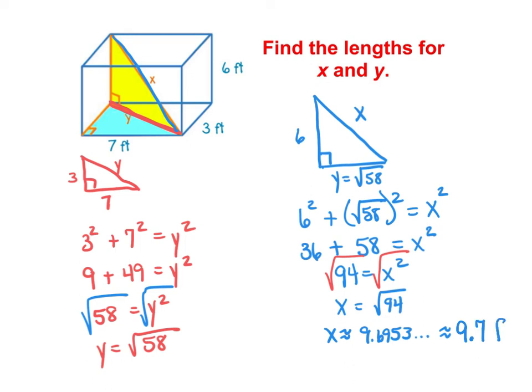9.7 feet. If we were to do the same thing with the square root of 58, we get 7.6157 with several other digits afterwards. So if we round this to the nearest tenth, what would we get? This would give us 7.6 feet.